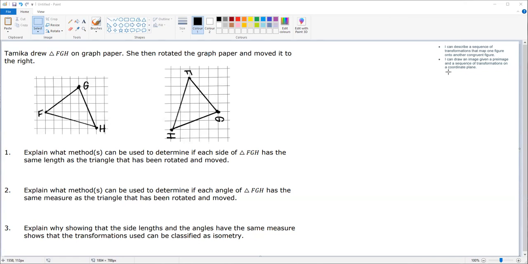This kind of sounds like Groundhog Day, but you're going to be drawing an image given the pre-image and a sequence of transformations on the coordinate plane. So pretty easy stuff here. We're just going to be focusing a little bit on congruency.